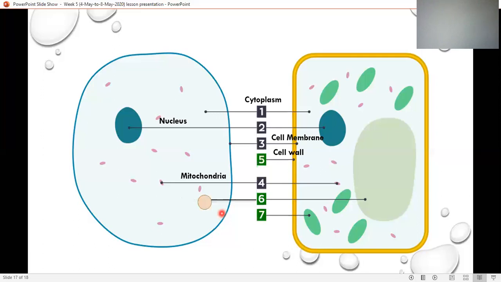If you labeled number 5 as cell wall, then yep, you are very, very correct. Cell wall is present in plant cell and not present in animal cell. If you marked number 6 as vacuole, then you are correct. Vacuole is very tiny in animal cell, but very large in plant cell. If you marked number 7 as chloroplast, then you are absolutely correct. 7 out of 7 for yourself, because the green pigment is going to be chloroplast, and that is only present in plant cell. Very well done.